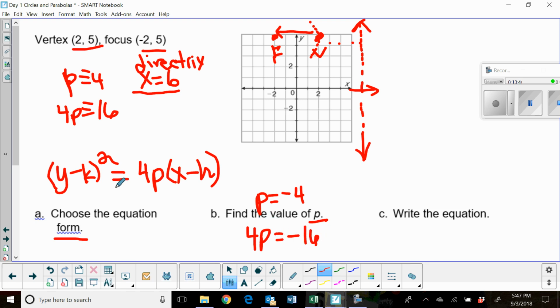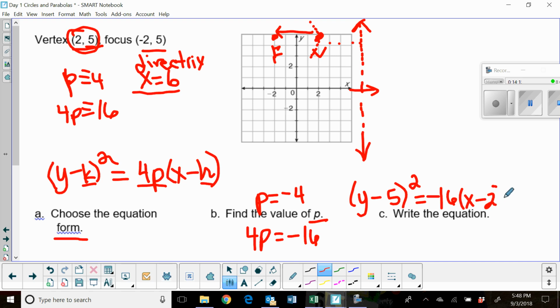Now let's plug in h and k for the vertex, and we're going to plug in the value for P, and then we'll have our equation written. So we're going to do parentheses, y minus k. Well, let's go back and define what k is. k is the y coordinate of the vertex. So we're going to plug in a 5 right here. We're going to square that, and it's going to be equal to -16 times (x minus 2). And there's our equation.